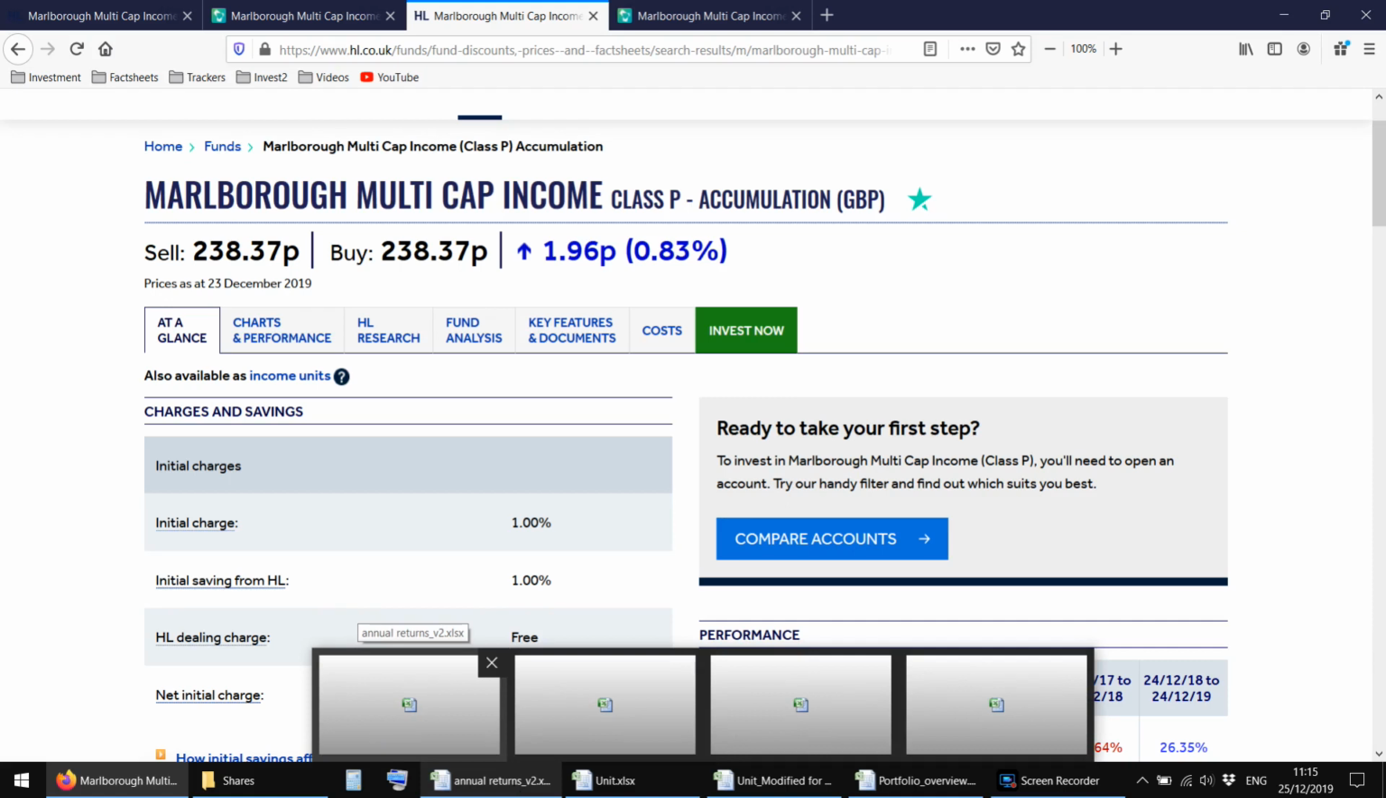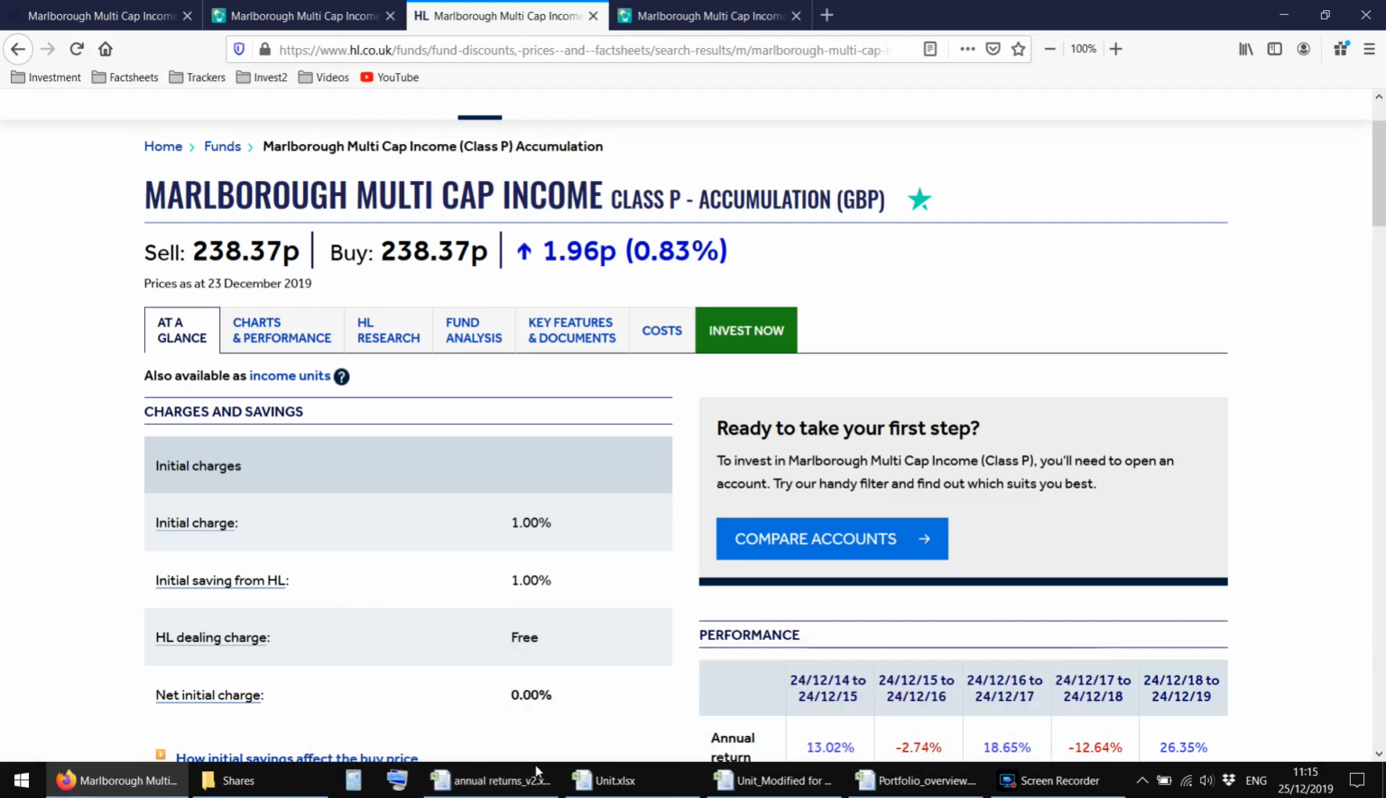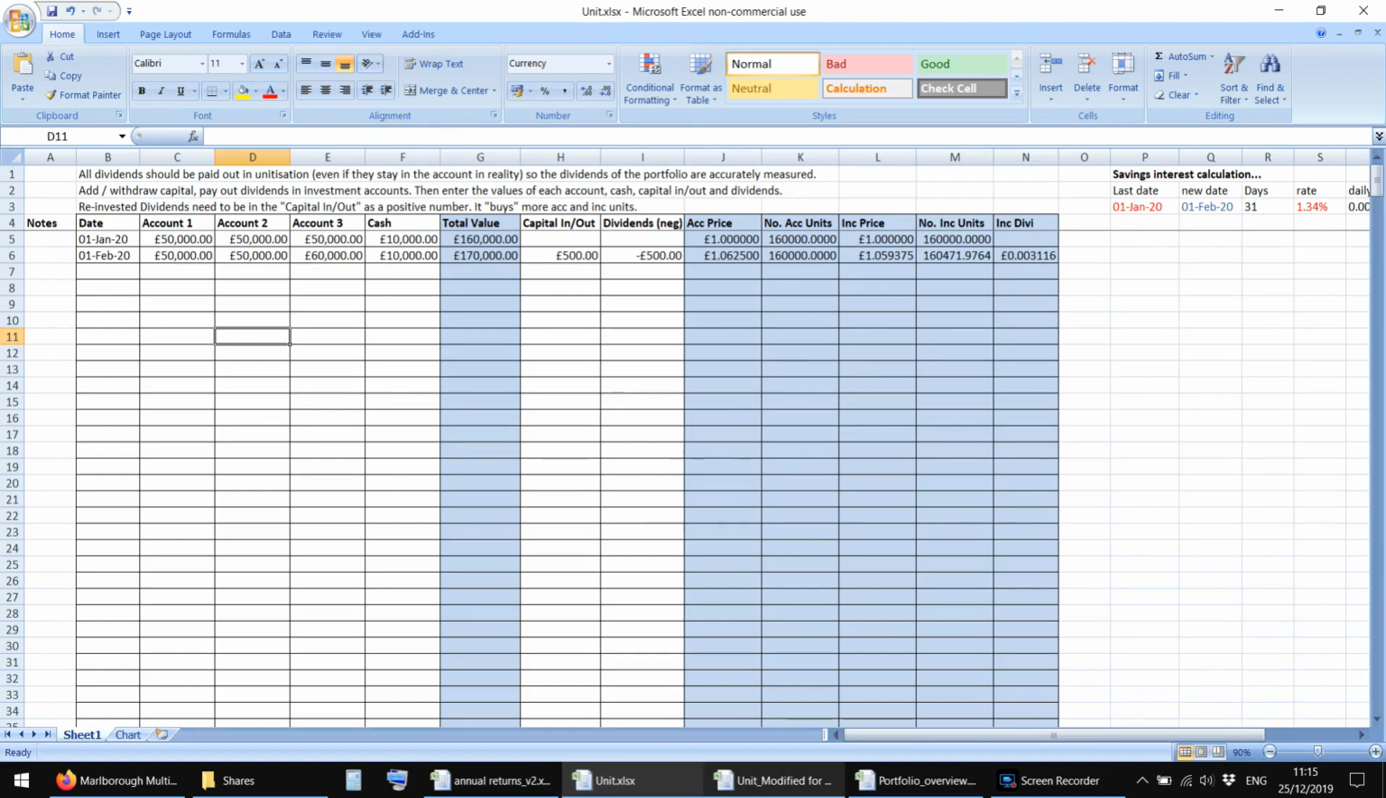How I think this should be used, I've kind of mentioned it already, I've tried to write it here. All dividends should be paid out in unitisation. I mean, that has to happen, otherwise it's inaccurate. Otherwise, the income units are not correct. They should be paid out in unitisation, even if they stay in the account in reality. So, for example, you need to pay out the dividends to measure it accurately for the income units.